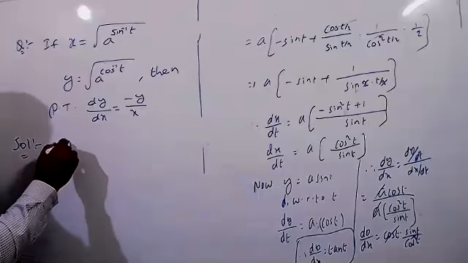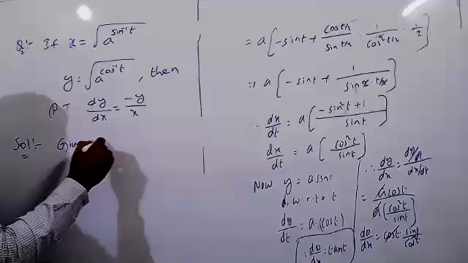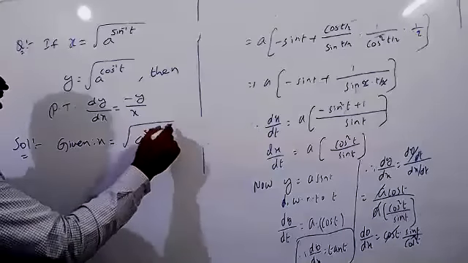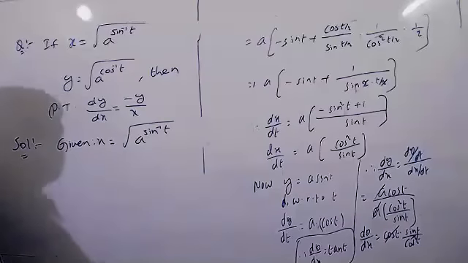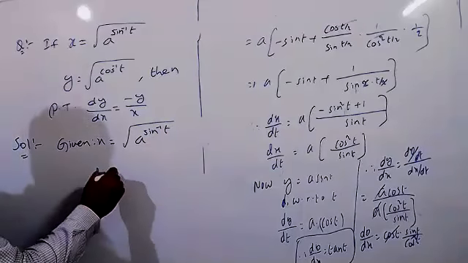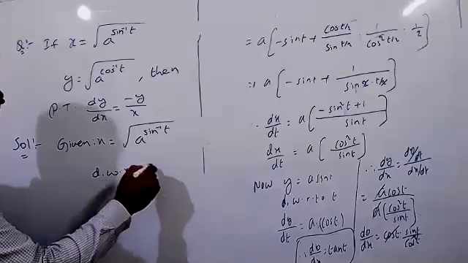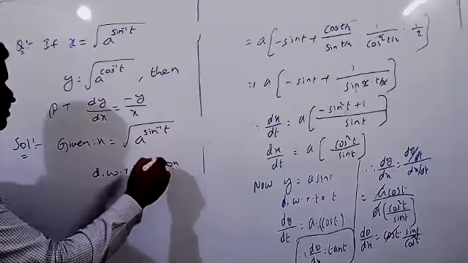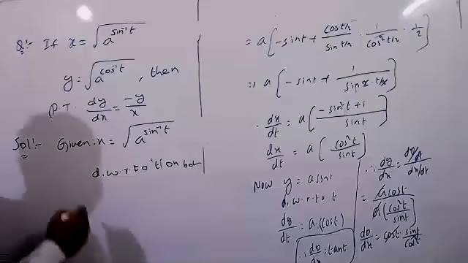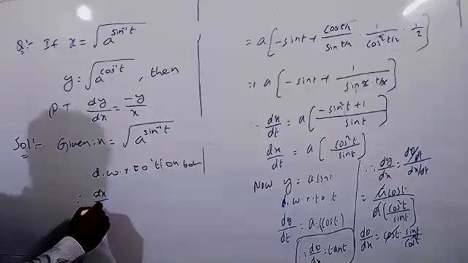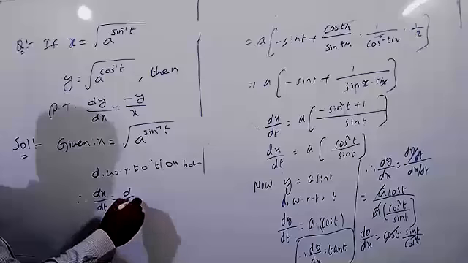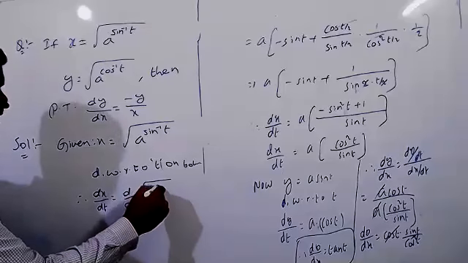Given x equals square root of a power sin inverse t. So what is the parameter here? T is the parameter, clearly. So first you differentiate with respect to t on both sides. Therefore dx by dt equals, clearly, d by dt of square root of a power sin inverse of t.